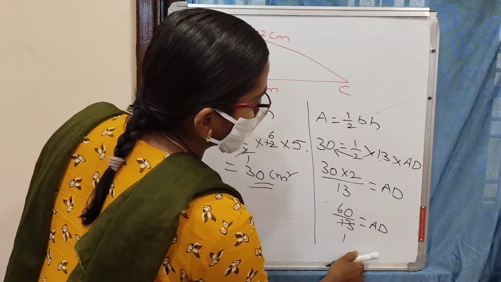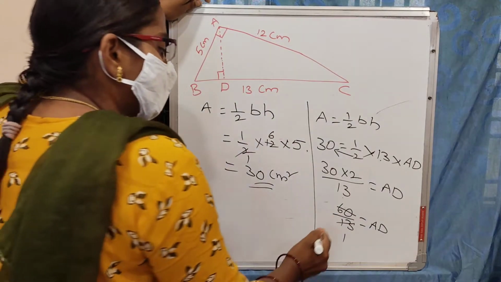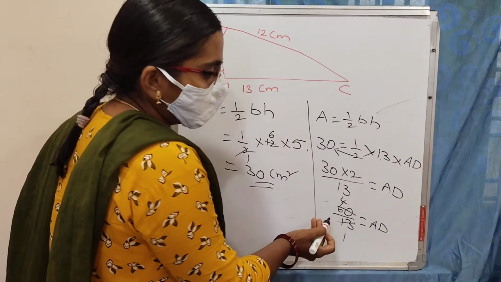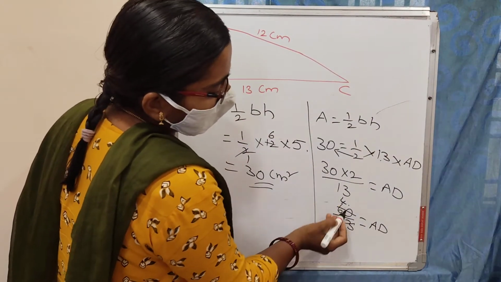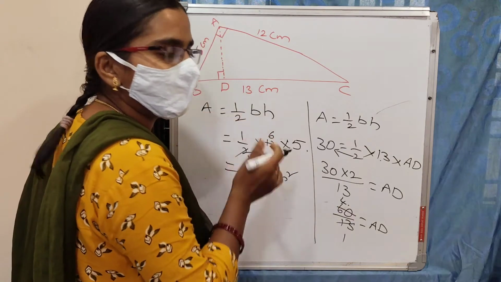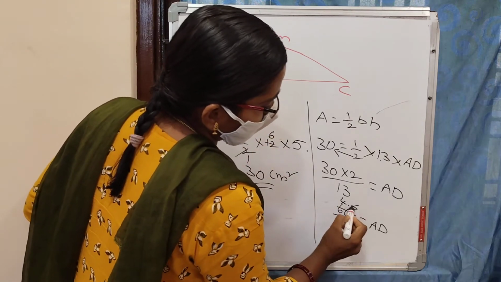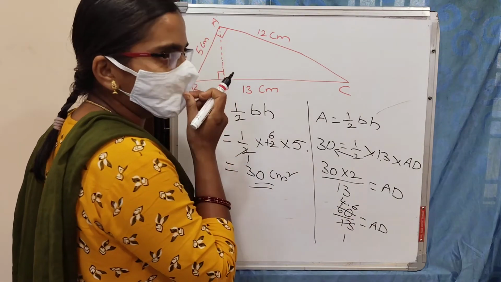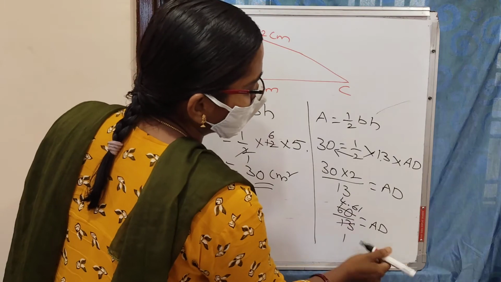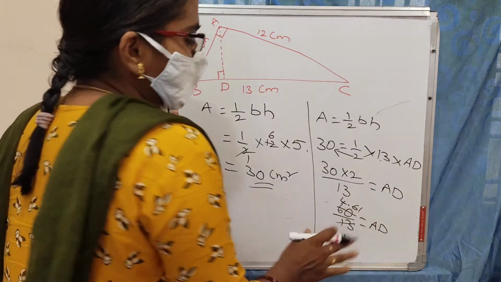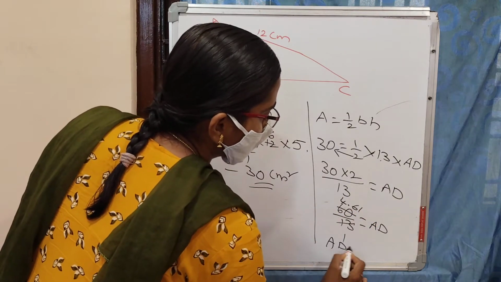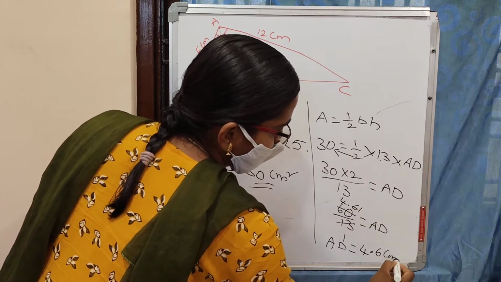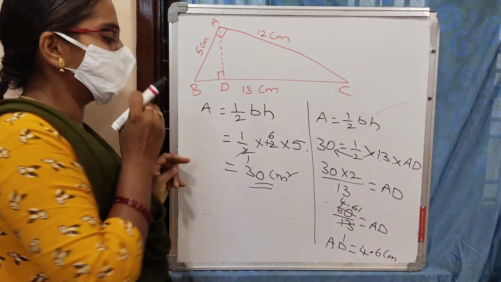13 ones are 13. 13 fours are 52. So remaining is 8. If you put a point, it becomes 80. 13 sixes are 78, remaining is 2. So we have a point, that's why it becomes 20. 13 ones are 13. Okay, leave it up to this. Then AD is equal to 4.61. Simply we can write 4.6 centimeter. Length of AD is 4.6 centimeter.